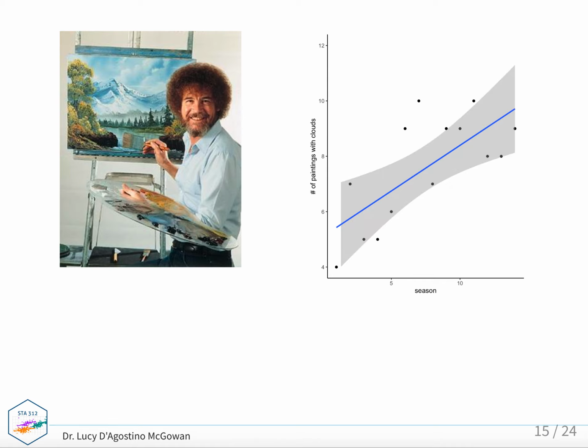If I fit a simple linear model to this, it would look something like this, where it looks like the coefficient beta 1 is going to be positive. That is, the slope is positive, so there's a positive relationship: as the seasons go on, the number of paintings with clouds increases. In this class, we're going to be talking about exactly how to fit this line, why this line is the best line for these particular data points, given the information we have given this model so far. We're also going to talk about how to estimate the variance, the standard error, that shaded region, and what that means exactly.